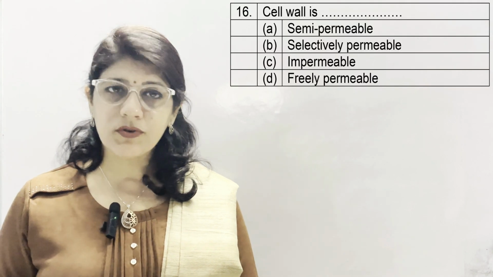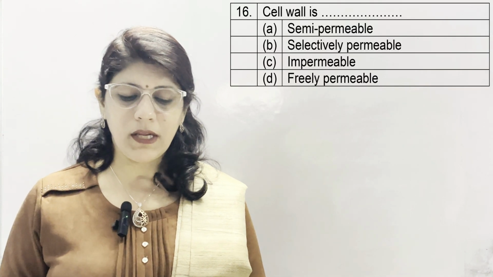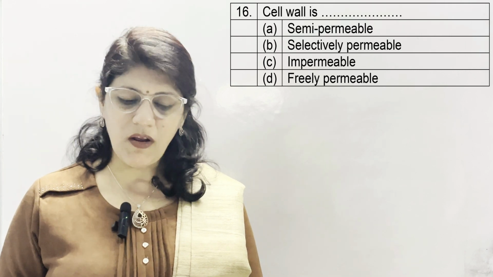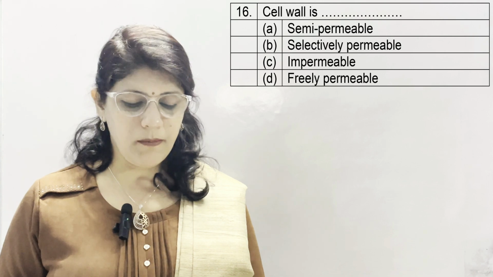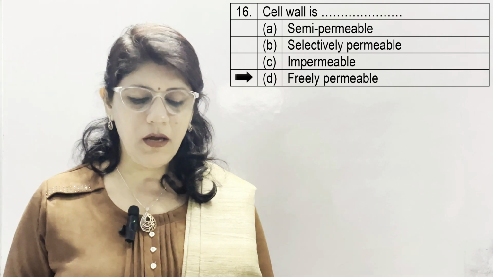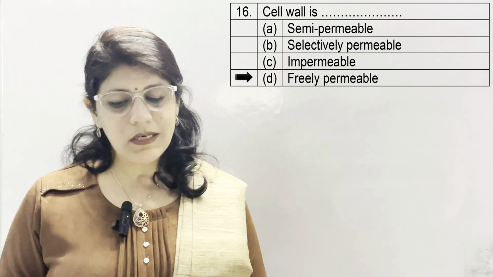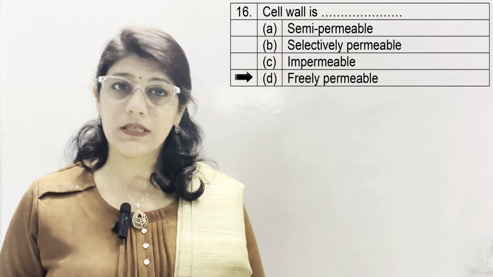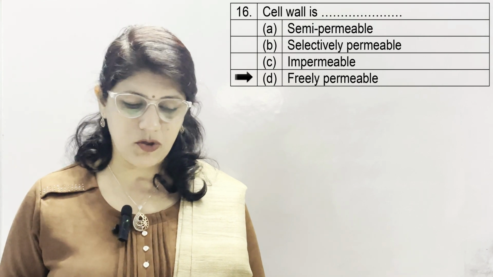In question number 16, cell wall is A option semi-permeable, B selectively permeable, C impermeable and D freely permeable and the correct option is freely permeable. That is, it allows the free exchange of water and nutrients between the cell and the outer environment.